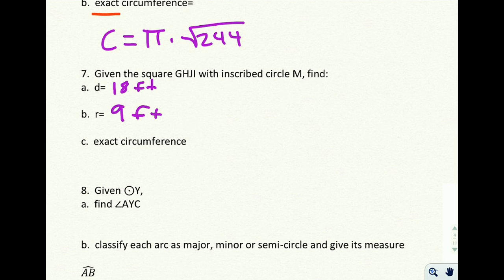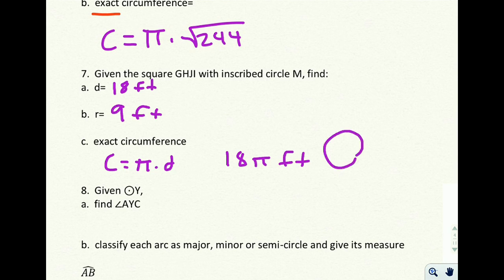And our circumference, we know circumference is equal to pi times diameter. So if we take our diameter of 18 feet and multiply that by pi, we would say 18 pi, and we can still call it units of feet, because circumference is a distance. It's the distance around the outside of the circle. So 18 pi feet.